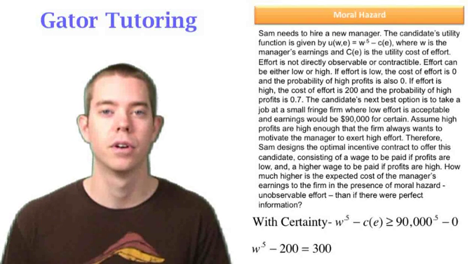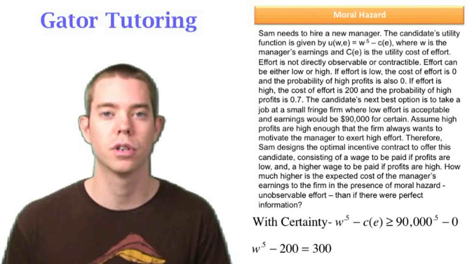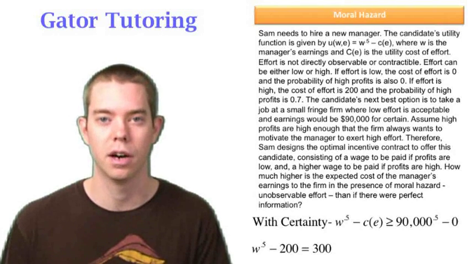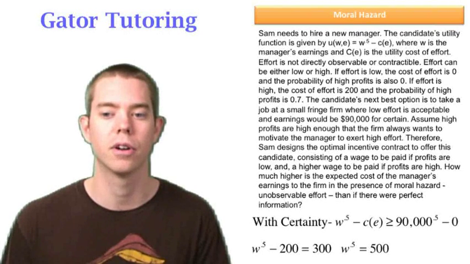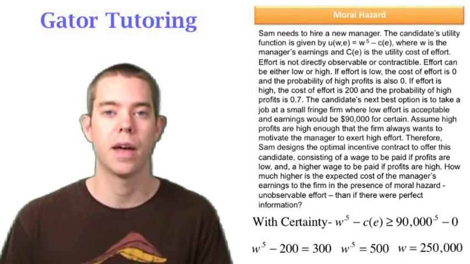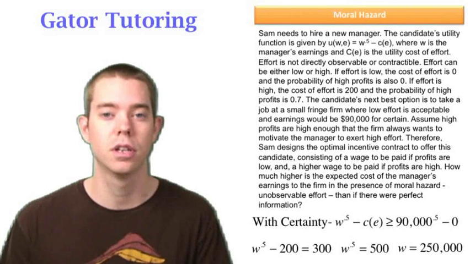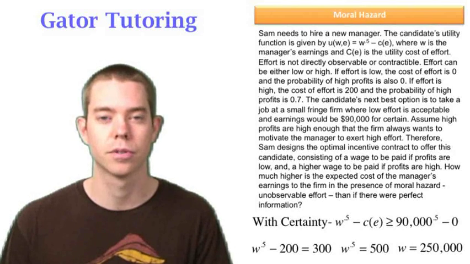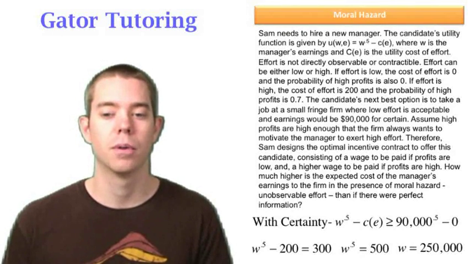So now we have the square root of our wealth minus 200 must be equal to 300. And the 200 and 300 are already in units of utility, which is important to understand. So that CE can be looked at as the disutility of effort. We work that out, and we see that the wage that we'd have to pay him with perfect information is $250,000. So now let's take a look at with uncertainty.